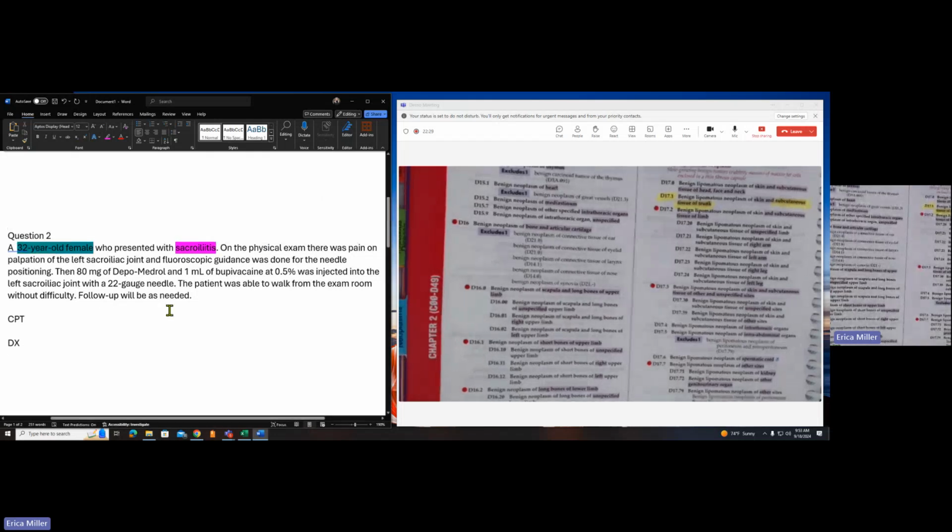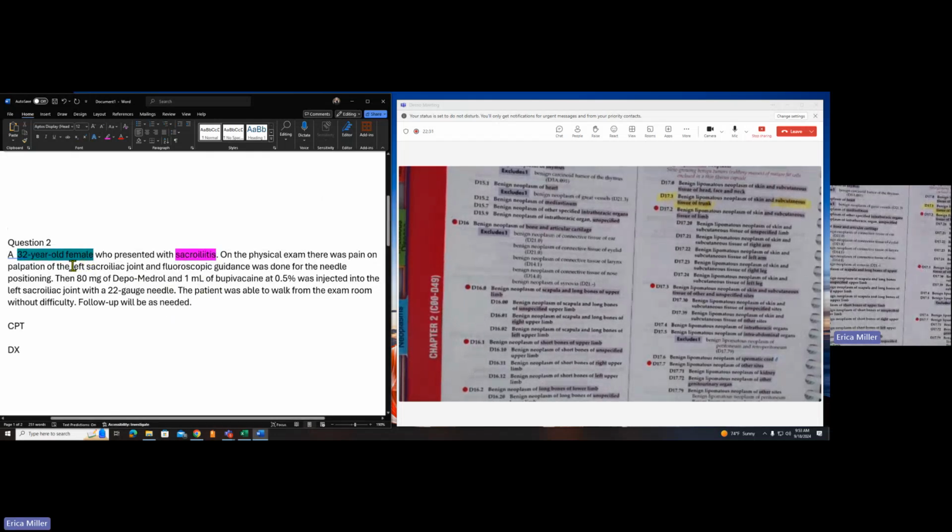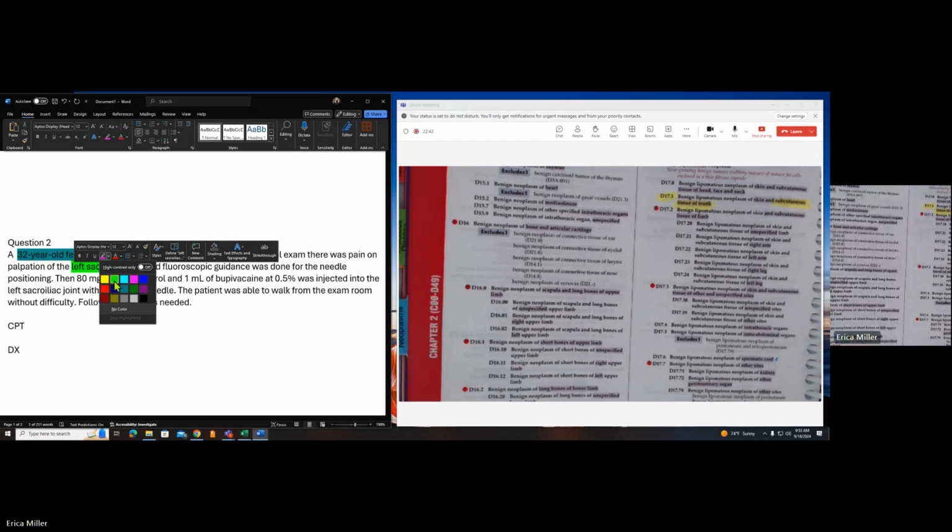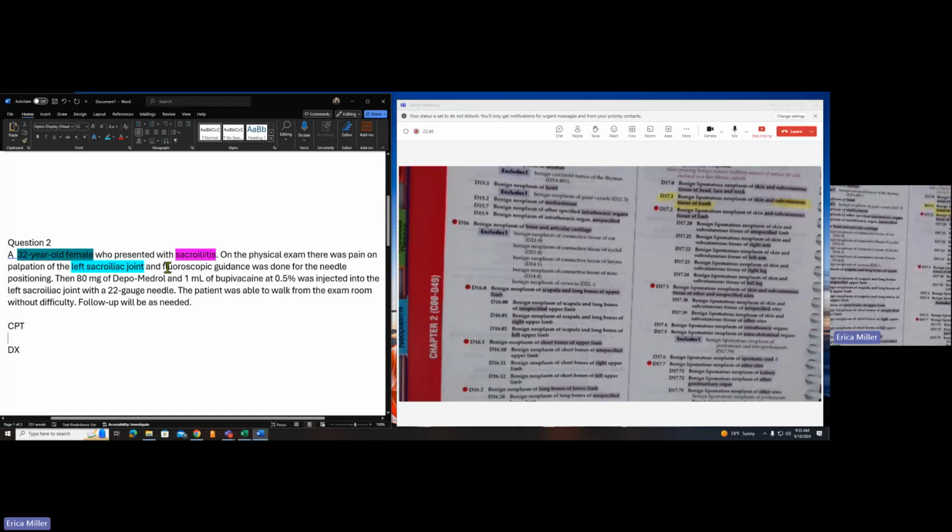All right, so let's see here. Details, it was the left sacroiliac joint. Okay. So anatomic location. And then what else is important? They included fluoroscopic guidance. So they told us a detail. They're telling us that we did this guidance for needle positioning.